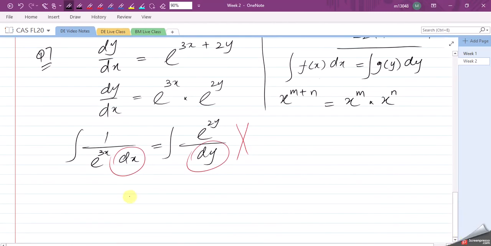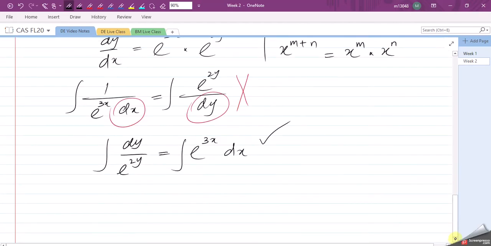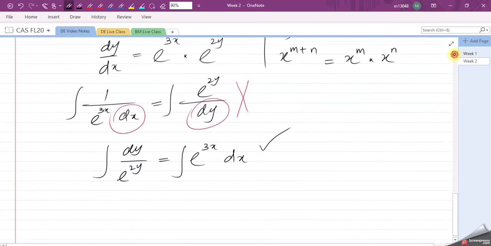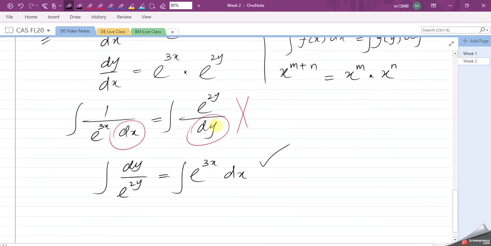Okay. dx will have to go up. It means e raised power 2y should come down. So this will be dy over e raised power 2y equals e power 3x dx. This is correct. Okay. dy and dx should always be in the numerator, never in the denominator. Okay. Right, this can be written as e raised power minus 2y dy.